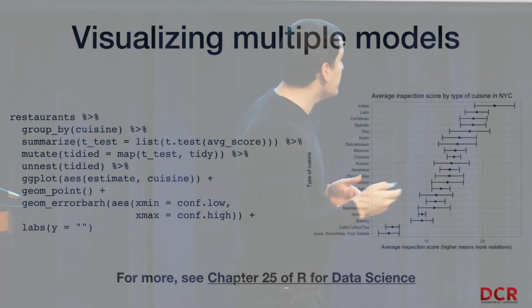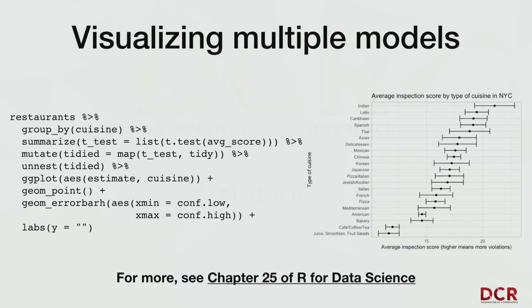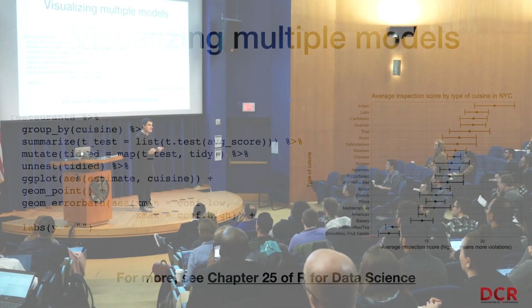There's a chapter of this in R for Data Science, chapter 25, that if you're interested in visualizing multiple models, is really worth checking out. Who has created list columns with Summarize before?